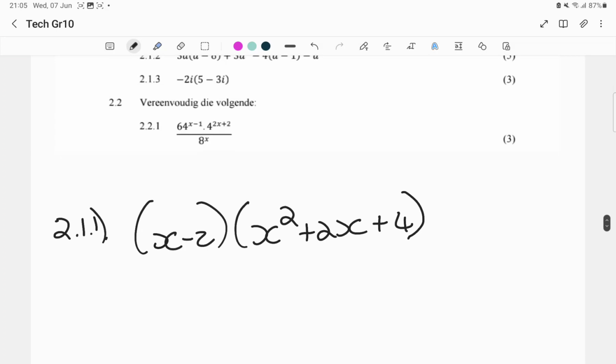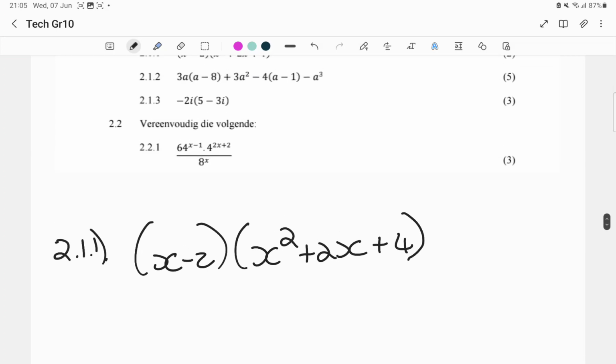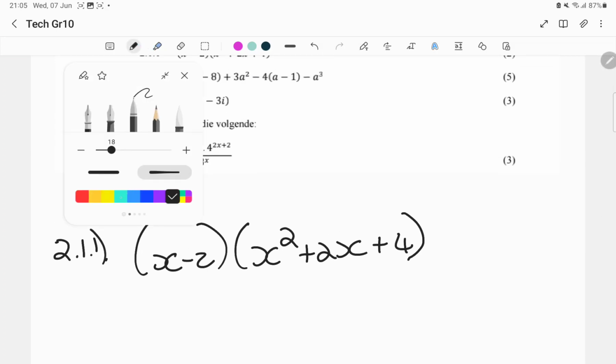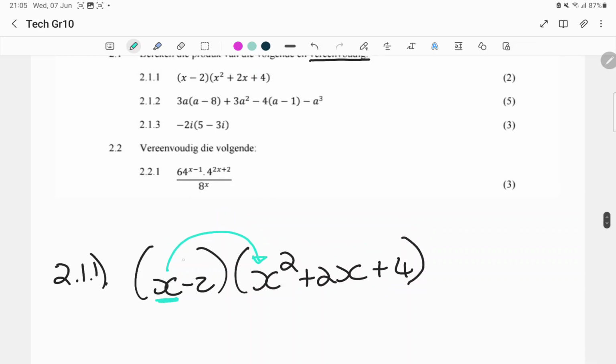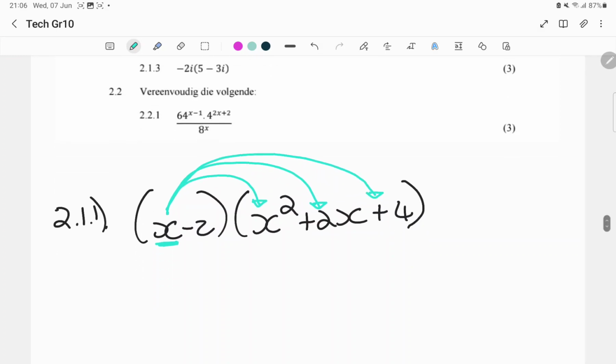So I wrote down question 2.1.1. We know that we have to take our first term, which is x, and multiply it with every term in my second bracket. So I have to take the x, multiply it with the x squared. I have to take the x, multiply it with the 2x, and I have to take the x and multiply it with the plus 4.